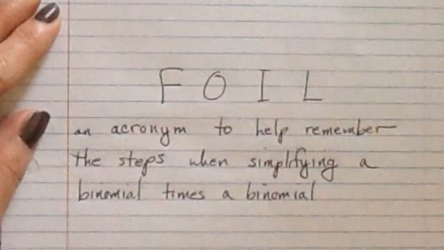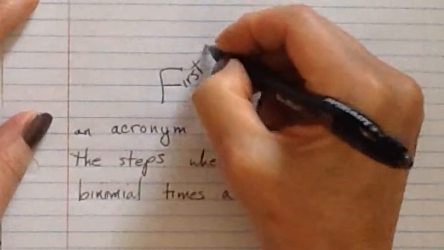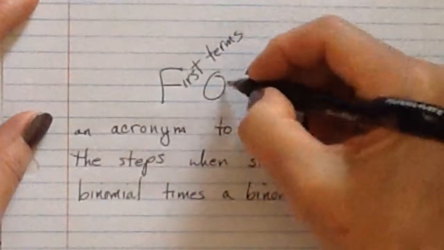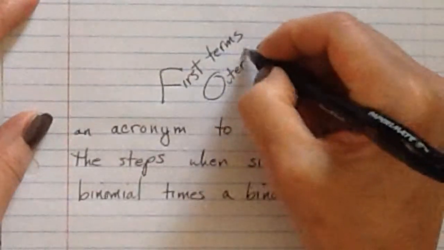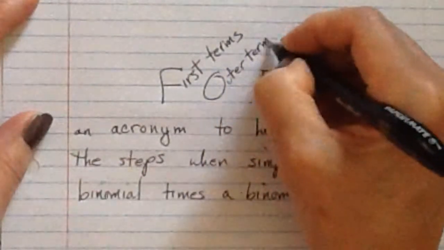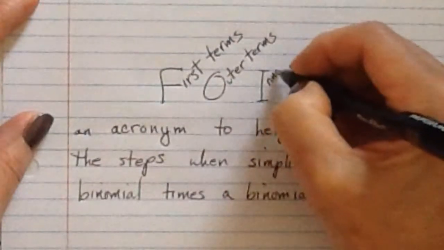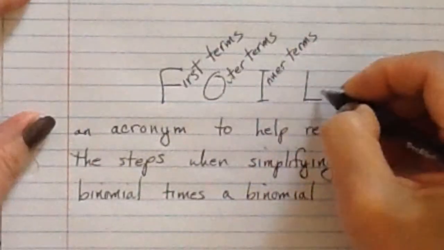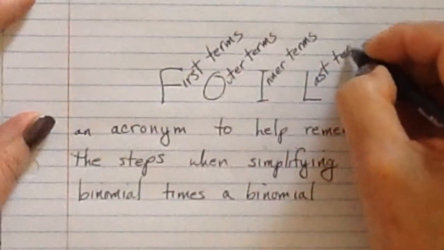All right, the F in FOIL stands for first terms. The O stands for outside or outer terms. The I stands for inside or inner terms. And the L stands for last terms.